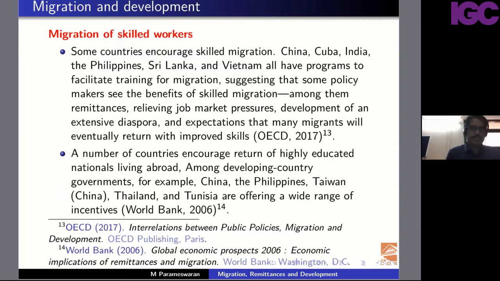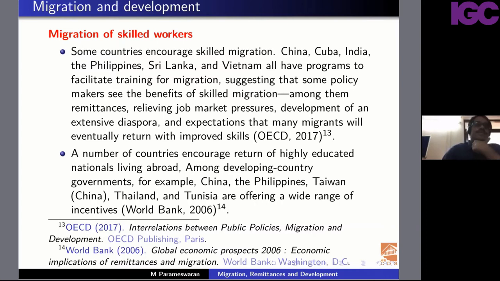Now what we have seen is that skilled migration has pluses and minuses. The pluses are essentially that it leads to a larger diaspora, increased remittances, and sometimes also more human capital formation in the country of origin. It also reduces the pressure on the labor market in the countries of origin. So many countries encourage skilled migration. For example, China, Cuba, India, Philippines, Sri Lanka, we all have programs to facilitate training for migration. We encourage migration of nurses and technically trained people, because this will reduce the pressure on the domestic market, and we also get remittances.